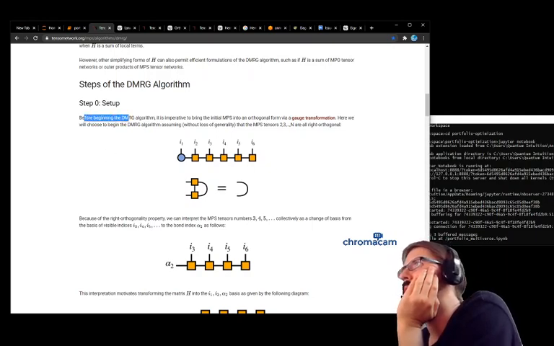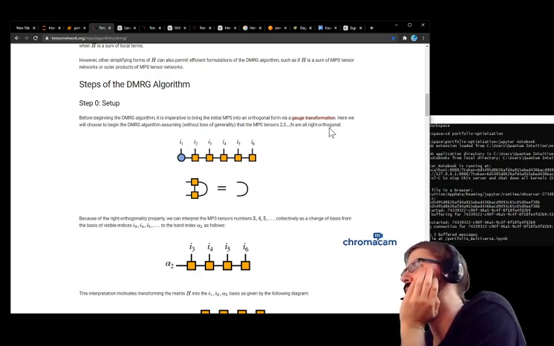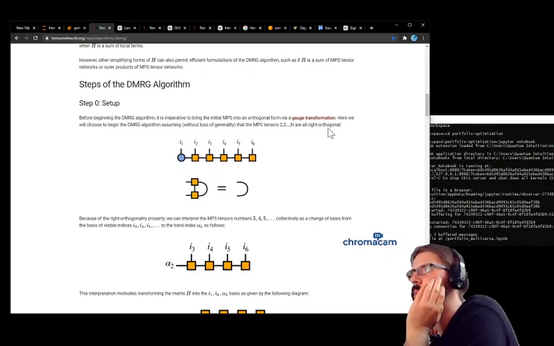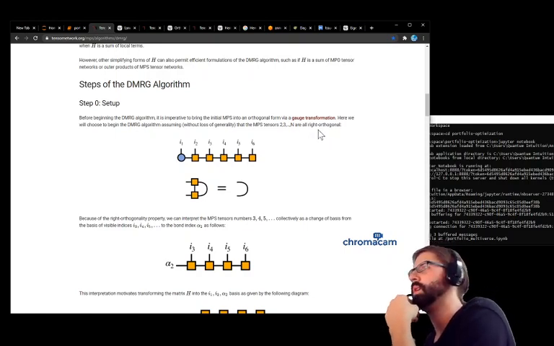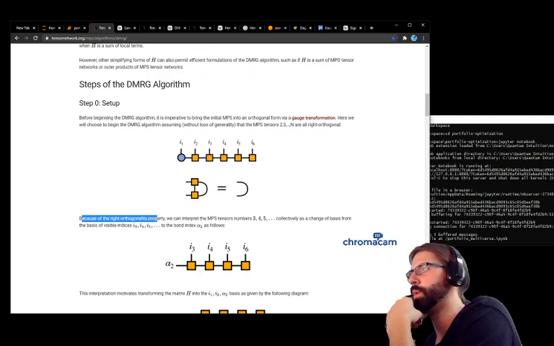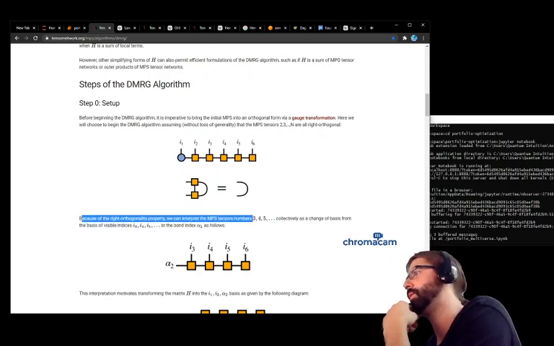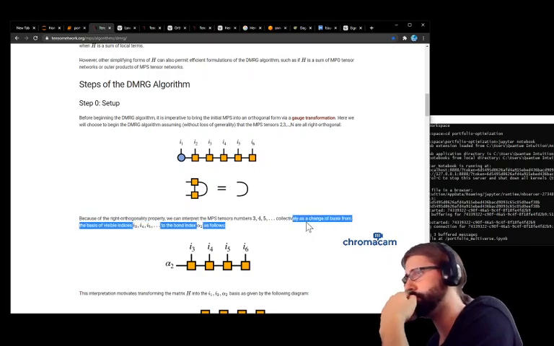Before beginning the DMRG algorithm, it is imperative to bring the initial MPS into an orthogonal form via Gaussian transformation. Here we will choose to begin with the DMRG algorithm, assuming without loss of generality that the MPS tensors are all right orthogonal. Let's first start understanding. Because of the right orthogonality property, we can interpret the MPS tensors numbers 3, 4, and 5 collectively as a change of basis.